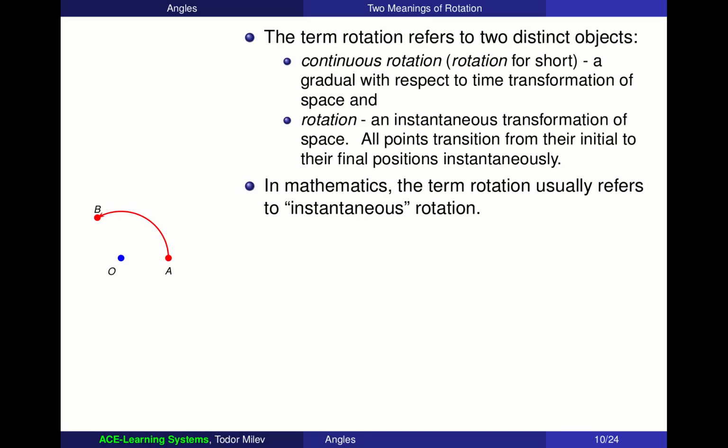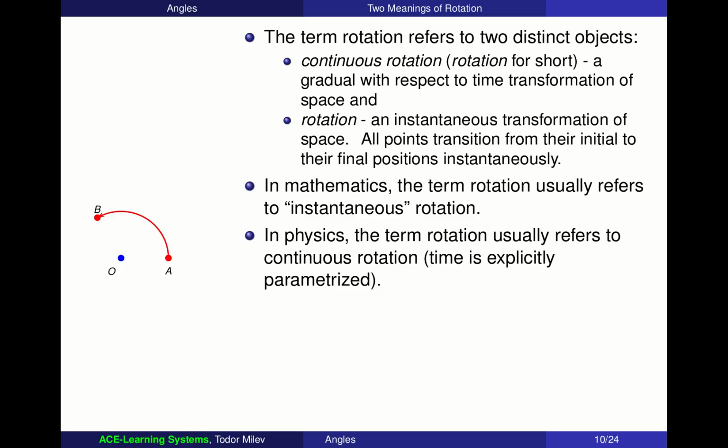So, in mathematics, when we say rotation, without specifying whether it's continuous rotation or instantaneous rotation, so if you just say rotation without any further elaboration, we usually refer to instantaneous rotation, the teleportation kind of business. In physics, however, the term rotation most frequently refers to the continuous version of the rotation. And of course, in physics, often time is explicitly parametrized, usually denoted by the letter T.